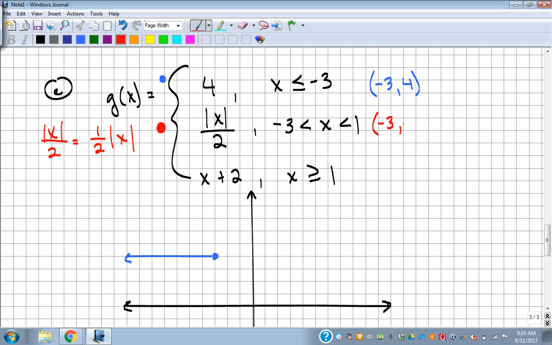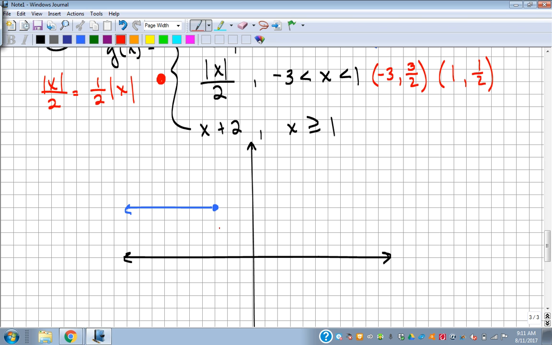-3. What's the y value? 3/2. 3/2 would be right there. Is that an open or a filled in circle? Open. Okay, and then the other one is at 1/2. Open or filled in? Open.